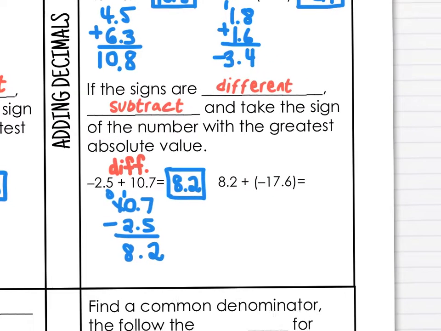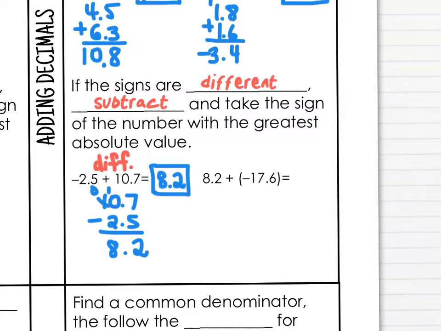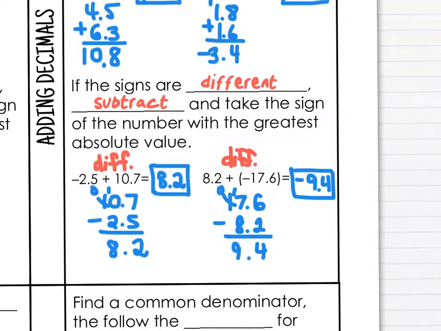Taking a look at the second problem, we have a positive and a negative decimal, so there are different signs again. So we're going to subtract, and we put the bigger absolute value on top, and then we have 8.2 on the bottom. Subtract. And then our answer is 9.4. But here, our greater absolute value is negative, so our answer is negative 9.4. So write your answer and box it.